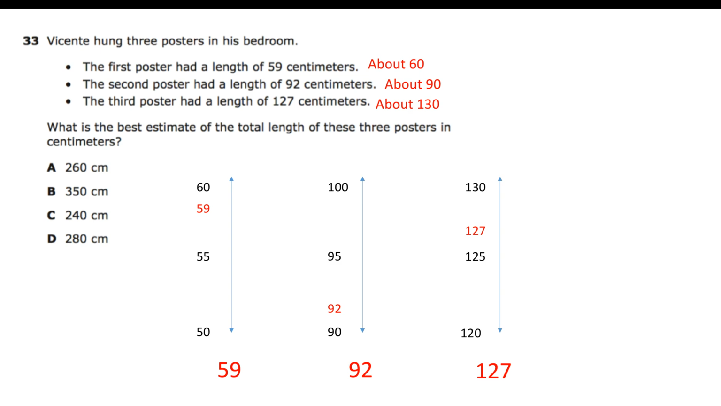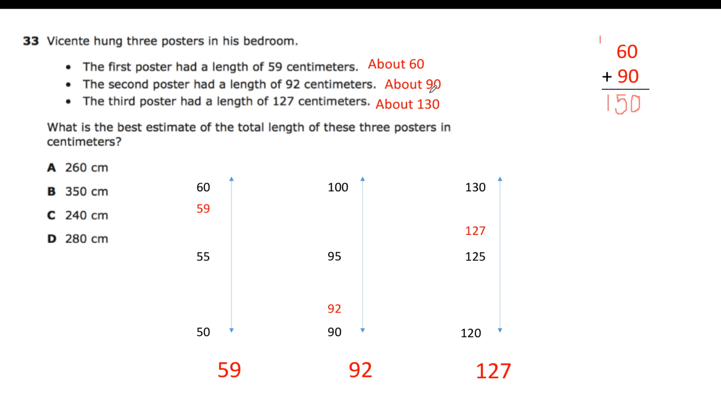Now I need to add them. So first I'm going to add 60 and 90. I lined up my ones and tens place. I add 0 and 0. That gives me 0. I add 6 and 9. You do that in your head or on your fingers. I'll give you 5 seconds. I get 15, so I have 5 in my ones place. Carry the 1. There's nothing there, so I bring it all the way down. I get 150.